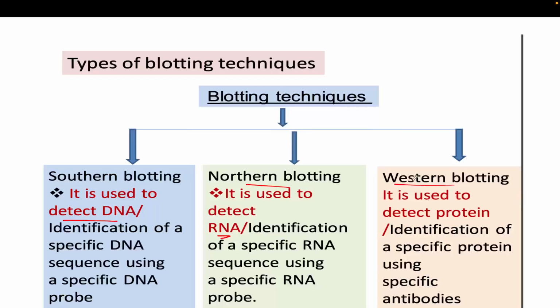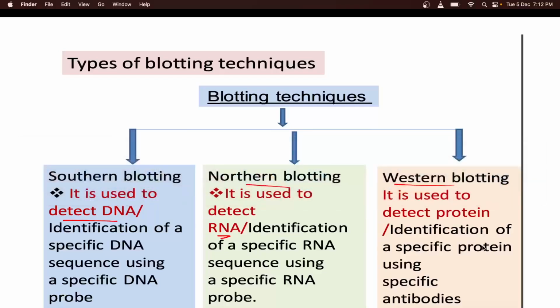Likewise, Western blot is generally used to detect protein. Here you detect one protein by using specific antibodies. So these are the three different types of blotting techniques that you have to remember. Southern blotting is generally used for the, just a second.